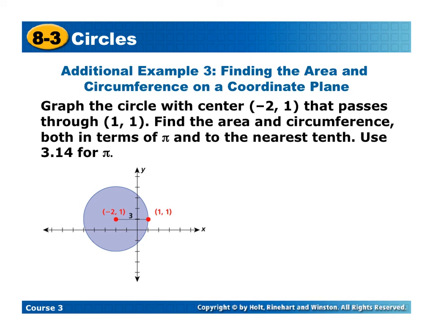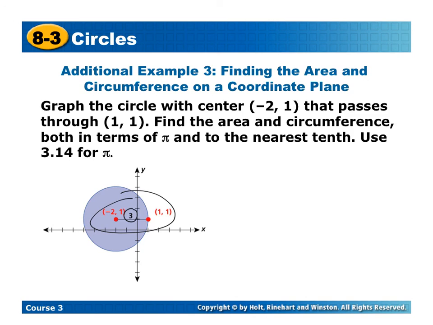Once again, we're going to have to learn how to read the shapes on a graph. So here, if we're going to graph a circle with the center at -2, 1 that passes through 1, 1, we want to find the area and the circumference. Now realistically, you wouldn't have to graph the full circle. You just have to graph the 2 points and find the distance between them. So here, the difference between -2 and 1 is 3.